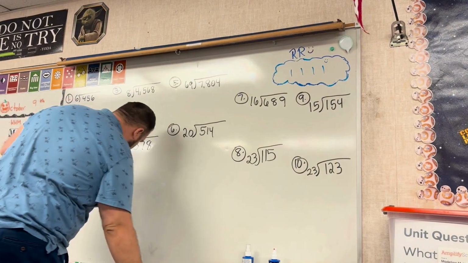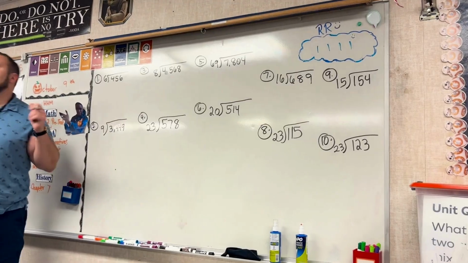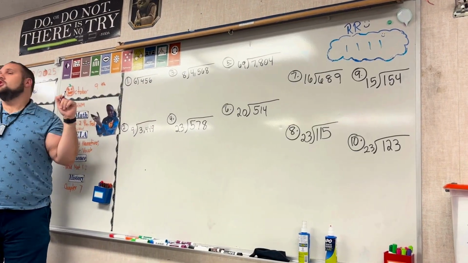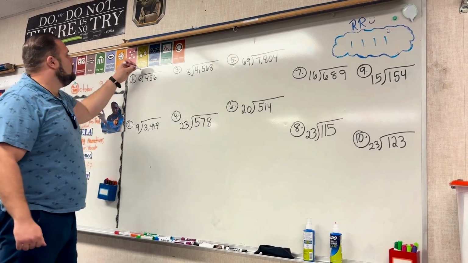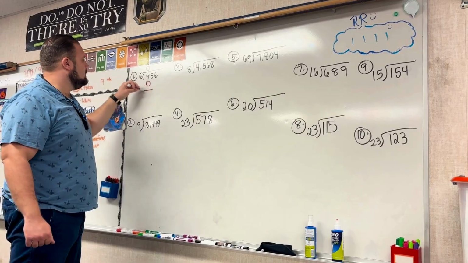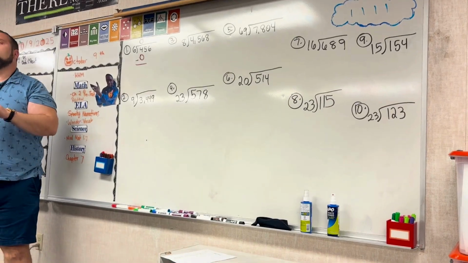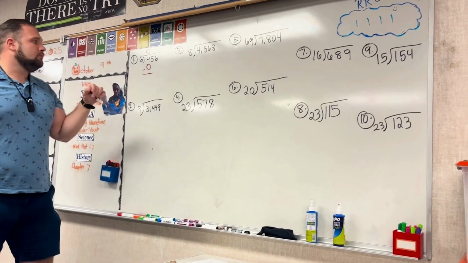Okay, so number 1 is 456 divided by 6. Does 6 go into 4? No, it's too small. So we put a 0 as a placeholder. 6 times 0 is 0. Now we subtract. Remember: divide, multiply, subtract, bring down, remainder or repeat.